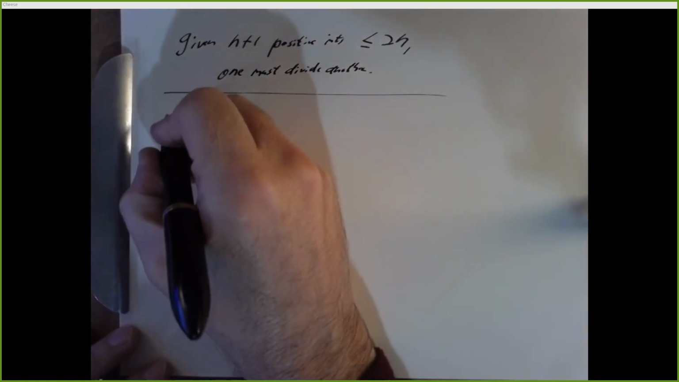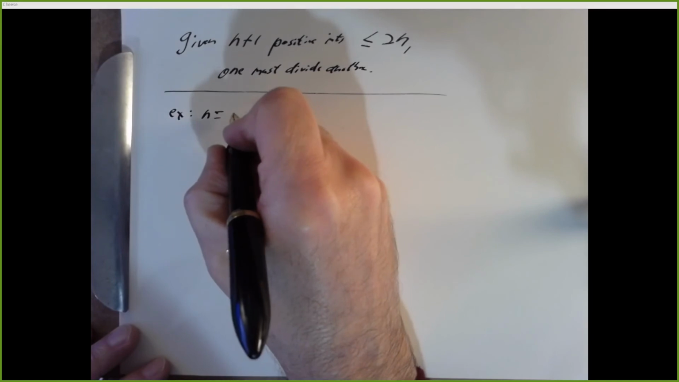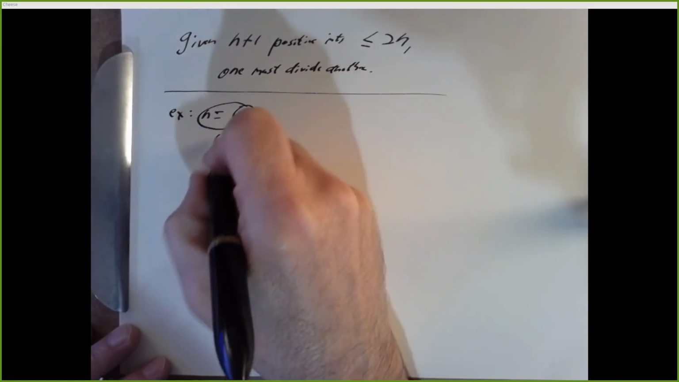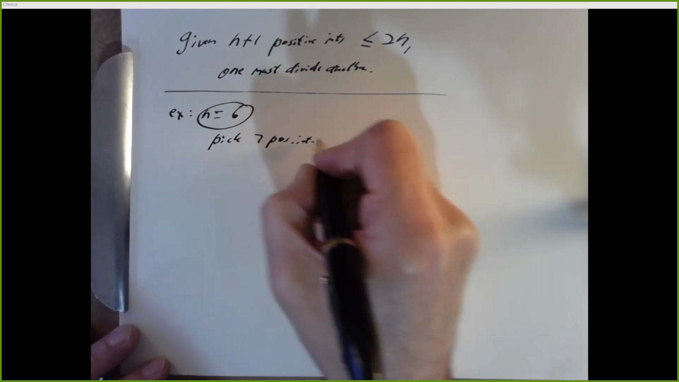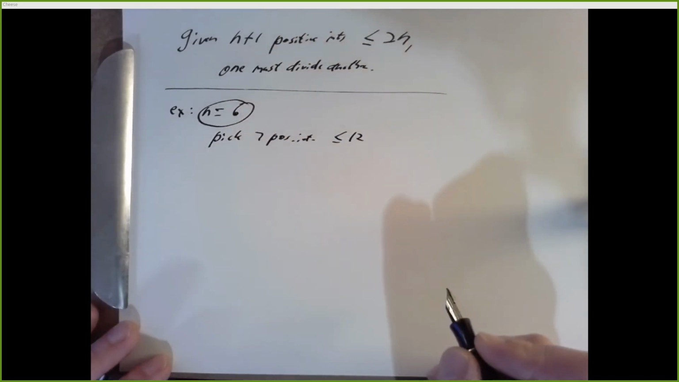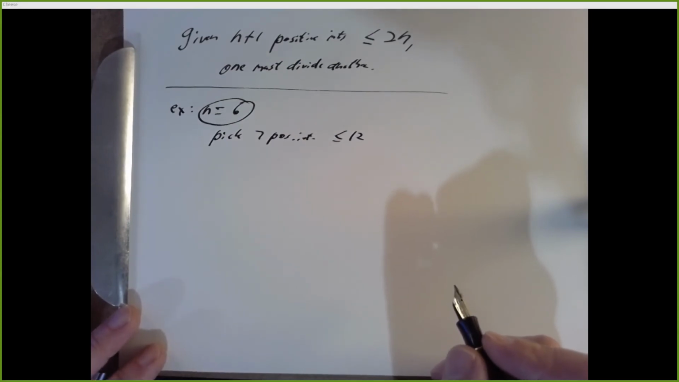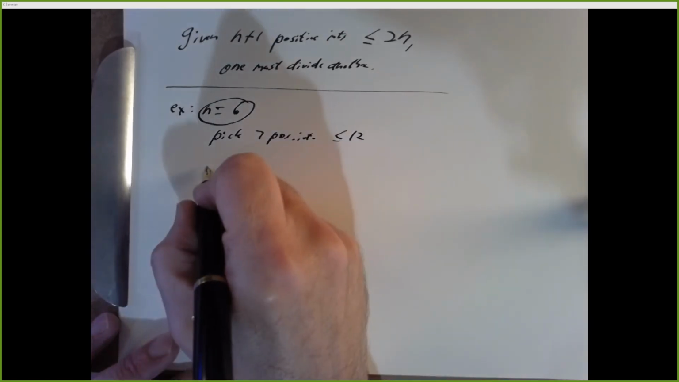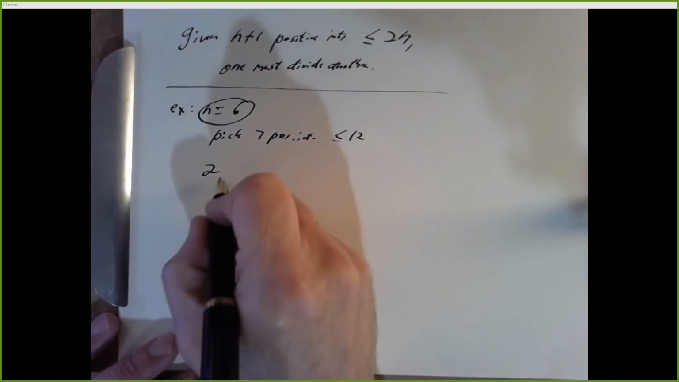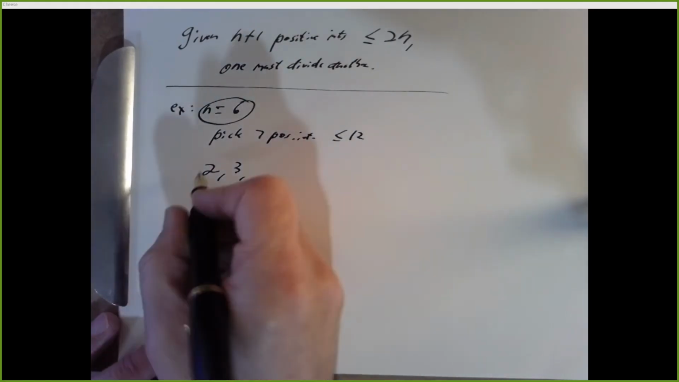Okay, so for example, n equals 6. So pick 7 positive integers less than or equal to 12. The claim is at least one will be a multiple of the other. Alright, well, let's try this. We can't pick 1 because everything's a multiple of 1. We can pick 2 as long as we don't pick any other even numbers. So we'll pick 2. We'll pick 3. We can't pick 4 because that's a multiple of 2.